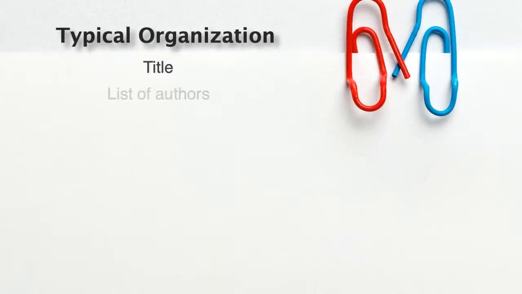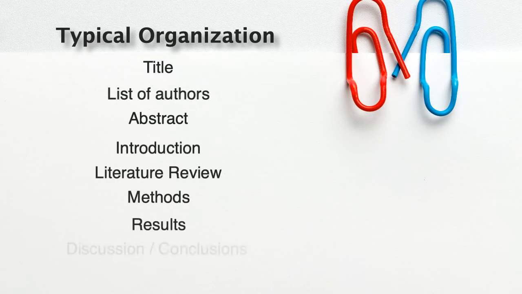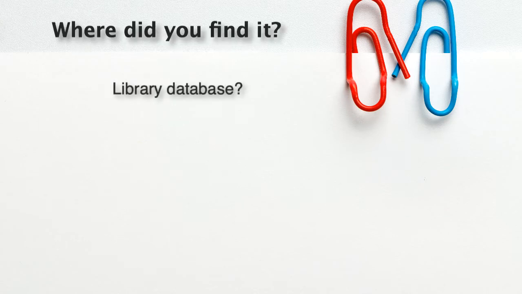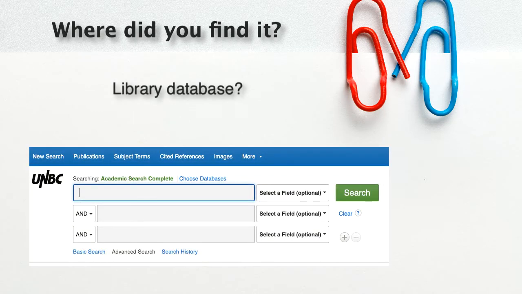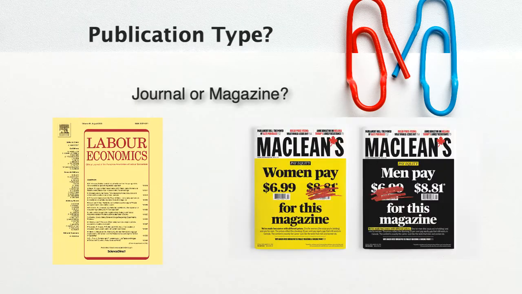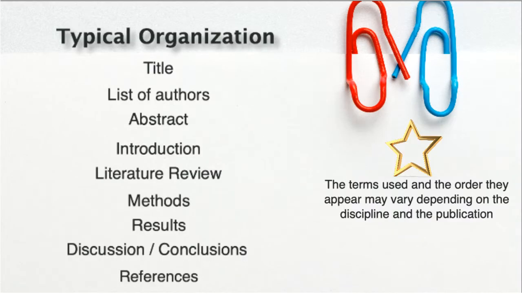Primary literature tends to be organized in a particular way, and there are a few things for you to look for in identifying the type of source you are looking at. First off, where did you find it? Did you find it using a database? What type of publication is it? Is it a journal or is it a magazine? Let's take a closer look at what each of these sections means.